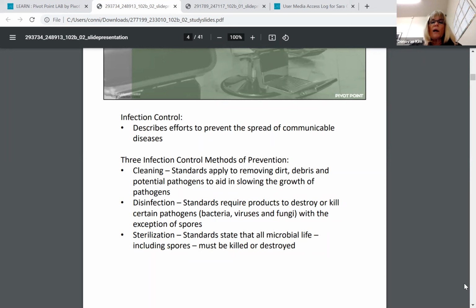Disinfection is the standard required to destroy or kill certain pathogens, bacteria, fungus, viruses, okay, with the exception of spores. So the little pink spray that we have around here, this thing is 99% effective within 1 minute of contact. So use it, spray it and wipe it off.